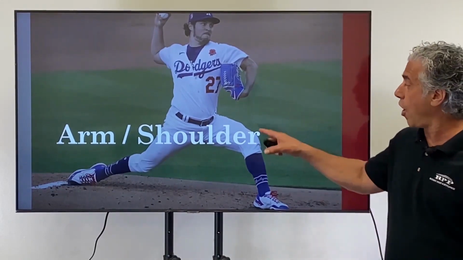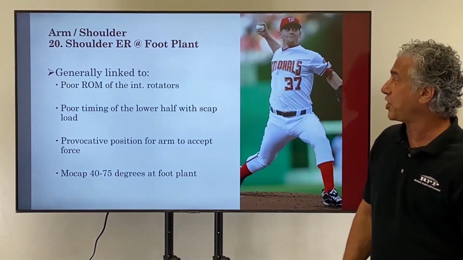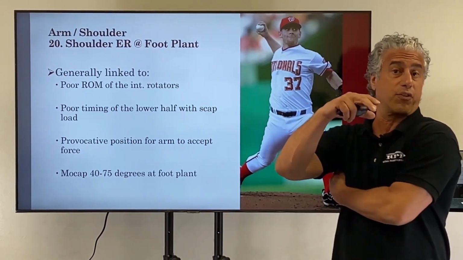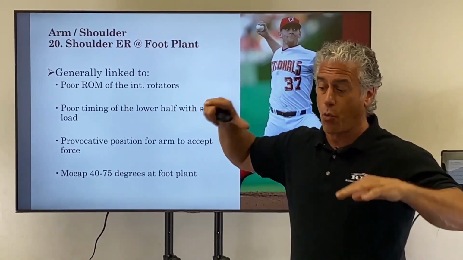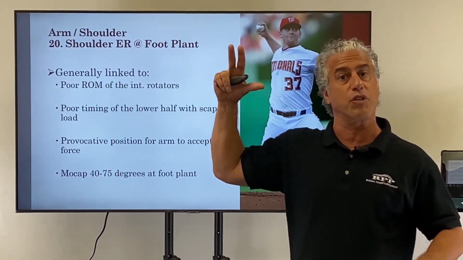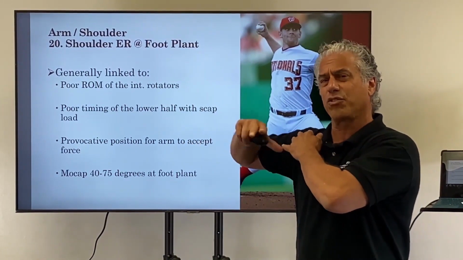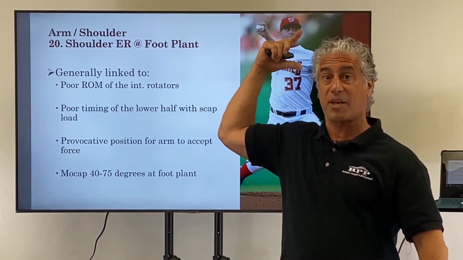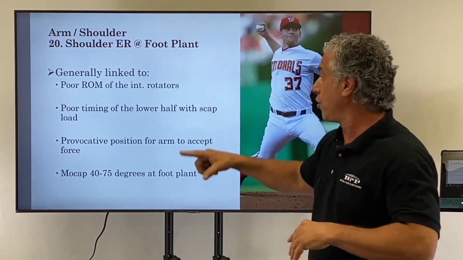Okay guys, first we're going to look at arm-shoulder action. Number 20 on the weighted list: shoulder external rotation at foot plant. This can be generally linked to tight internal rotators, particularly the lat and the pec minor. It gets displayed at foot plant. On our Mocap, we're looking for that arm to be at 40 to 75 degrees. Okay, we don't want a low arm at foot plant. It really puts the shoulder in a provocative position to accept force. We also don't want it early and way up here, okay, as well. So we're looking for that 40 to 75 degrees to be able to accept force.